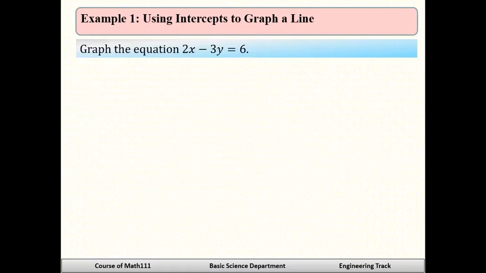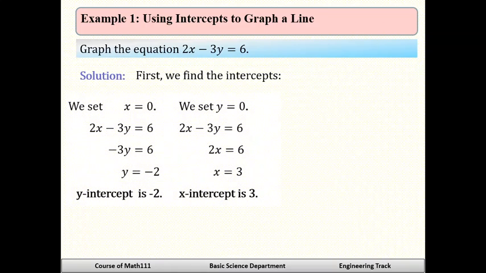Now let's look at this problem here. The example: graph the equation 2x minus 3y equal to 6. And we can find the intercepts. How do we find the intercepts? For the y-intercept, you set x equal to 0, and you put 0 here. This gives you negative 3y equal to 6. When we solve it, we get y equal to minus 2, so the y-intercept is minus 2.